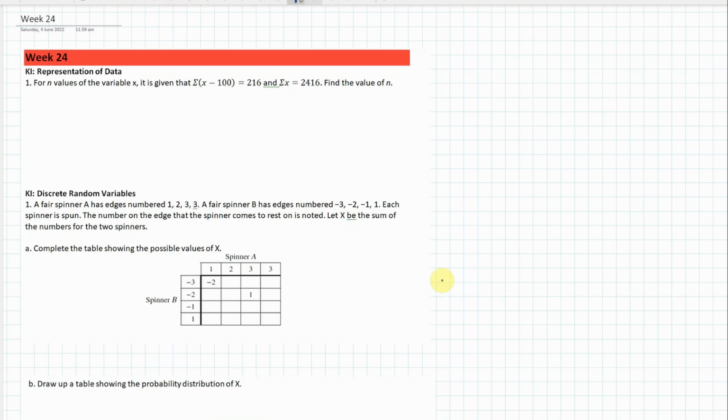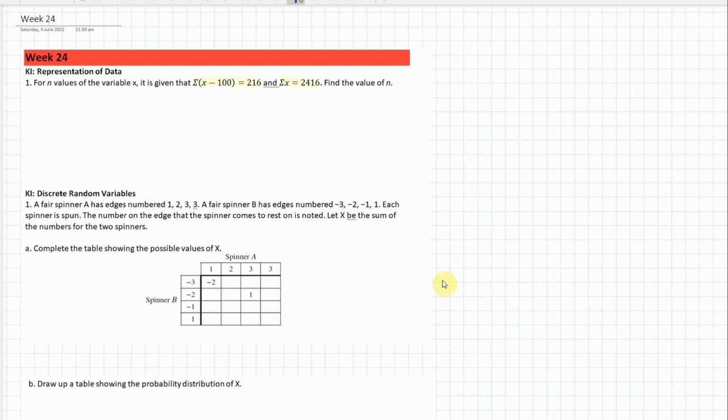The first question today is a coded data question. We've got some information here. We've got n values of the variable x, and we know that the sum of x minus 100 is equal to 216, and we know that the sum of x is equal to 2416. We've got to find the value of n.